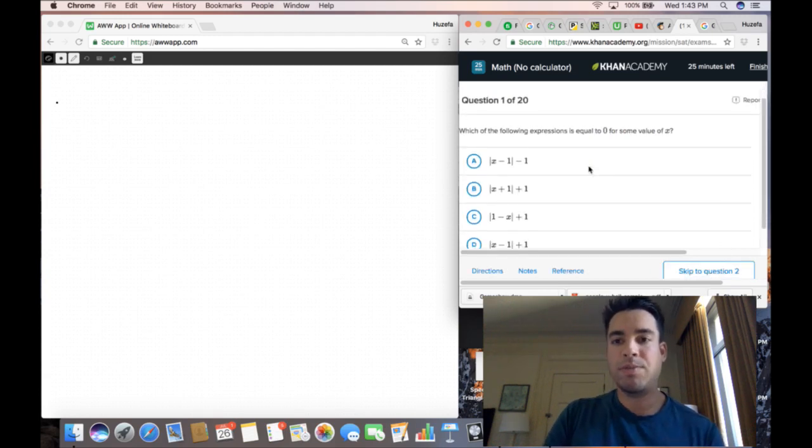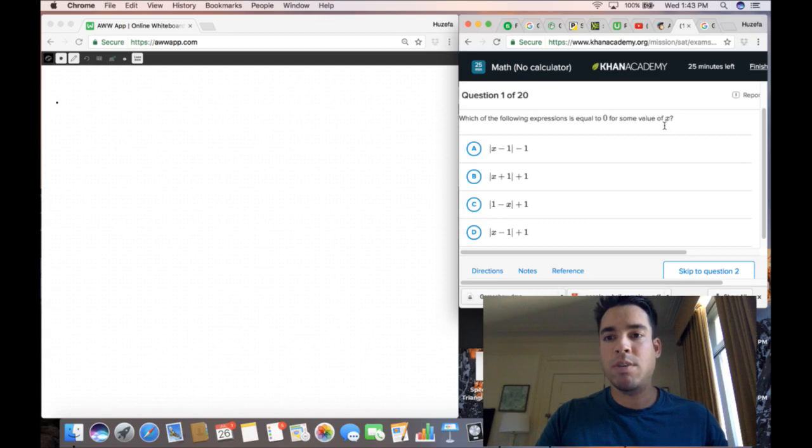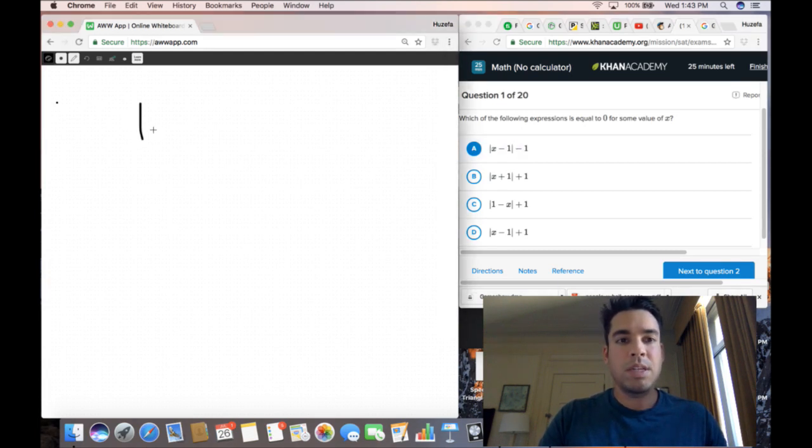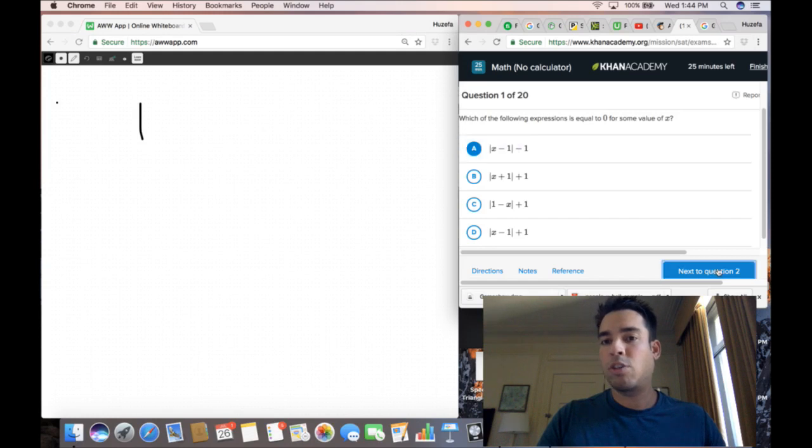First question: which of the following expressions is equal to 0 for some value of x? I can tell you right now, it has to be this one with the absolute value. In all the other cases, we would need a -1 out of these quantities to give us a 0, since -1 plus 1 equals 0, and that's impossible. This is the only one where we just have to get a positive 1, which we can with x equal to either 2 or 0. So I'm going to jump right ahead past that one.